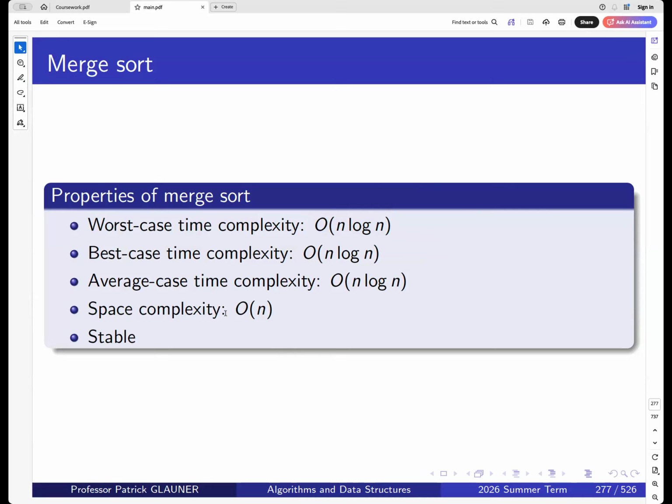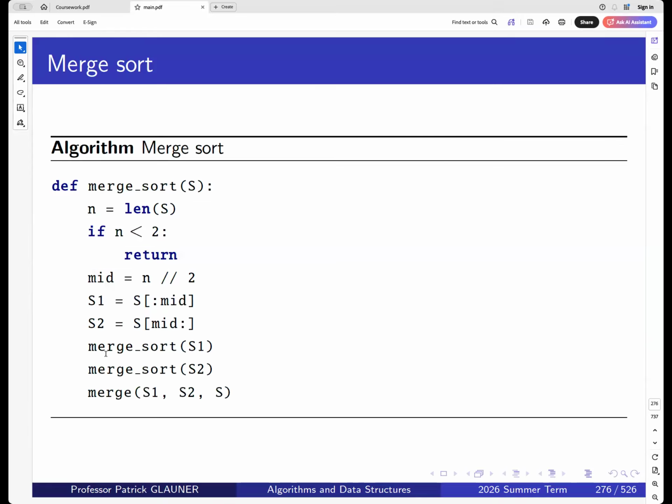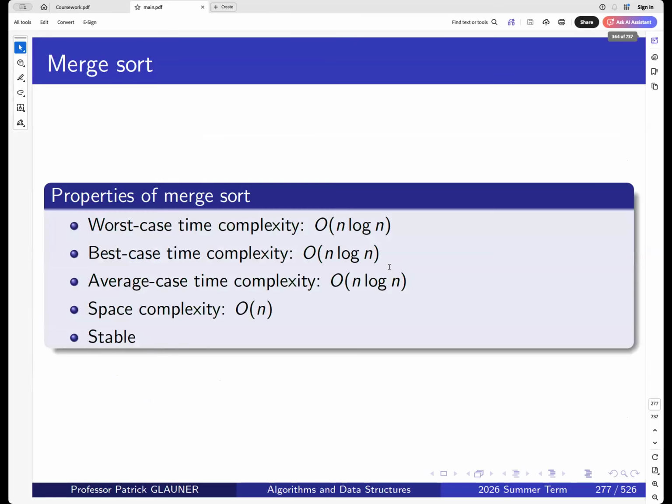The space complexity of merge sort would be O of n because what I'm creating here are these new S1 and S2, which are copies of S. And in fact, it turns out there are probably even better ways to implement this merge sort in terms of its memory footprint. But typical reference implementations of merge sort would be O of n space complexity.